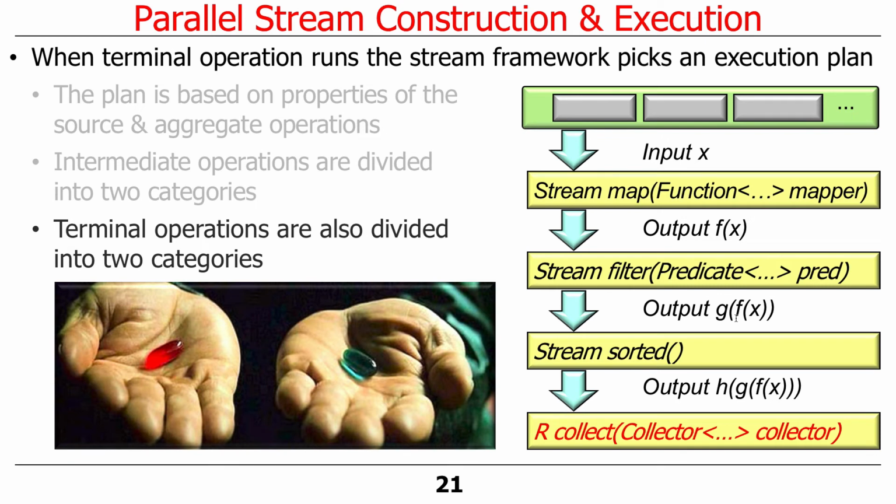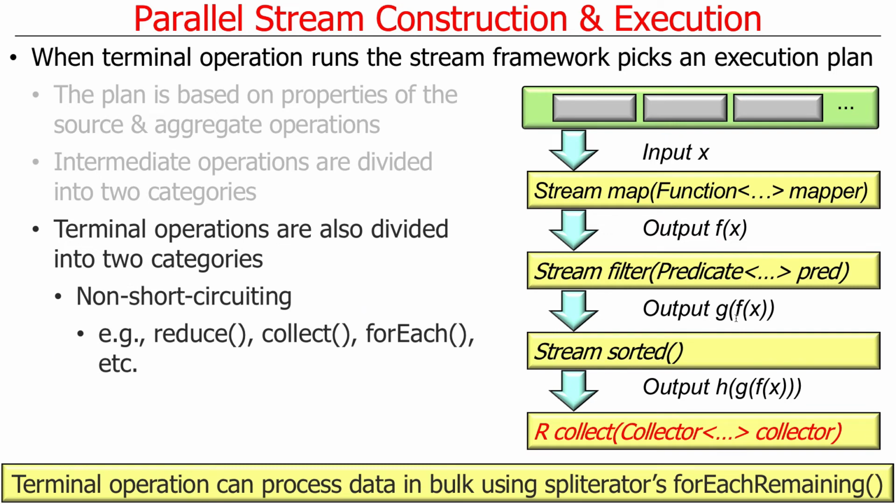Terminal operations are also divided into two categories. So we have two categories of intermediate operations, stateless and stateful. Terminal operations also have two categories, non-short-circuiting and short-circuiting. Non-short-circuiting operations are ones that basically just do everything up to the point where an exception is thrown or you're finished.